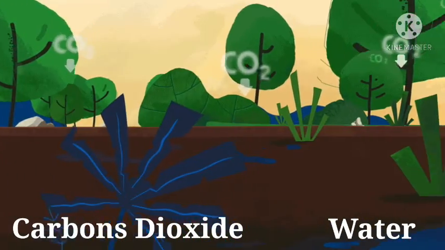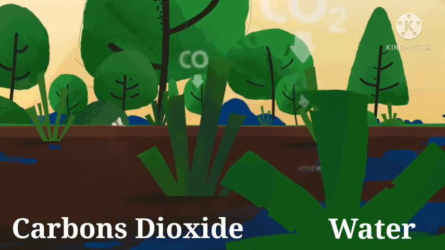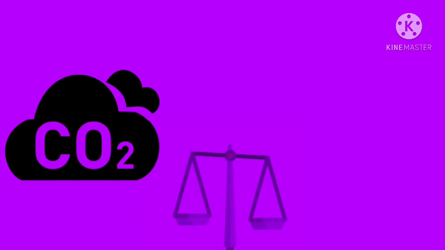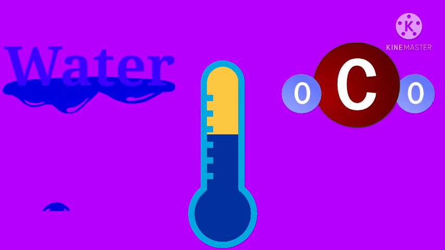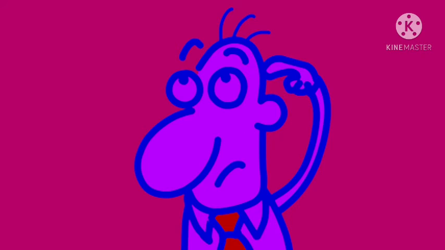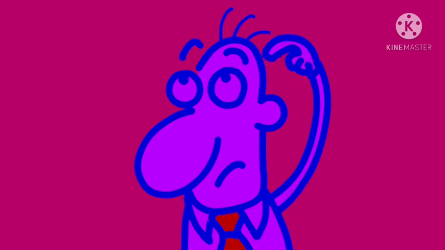Carbon dioxide and water are both very common molecules on Earth. Carbon dioxide molecules are almost 2 times heavier than the water molecules. Yet water is a liquid at room temperature and carbon dioxide is a gas. What could possibly explain this crazy phenomenon?